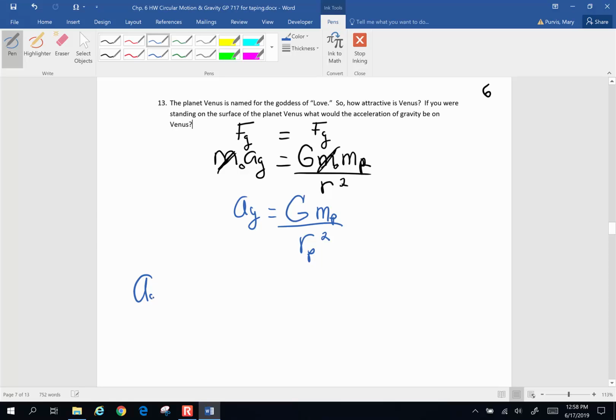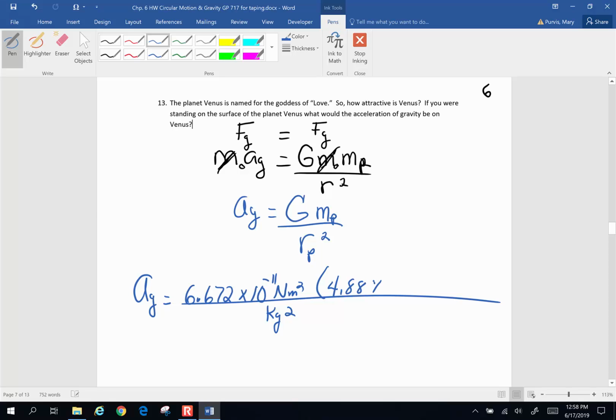So the acceleration of gravity on Venus is going to be equal to G, the universal gravitation constant, 6.672 times 10 to the negative 11th newton meters squared per kilogram squared. The mass of Venus, which you can find on that sheet of constants I gave you early in the term, 4.88 times 10 to the 24th kilograms. And then the radius of Venus is 6.06 times 10 to the 6th meters, and that is going to be squared.